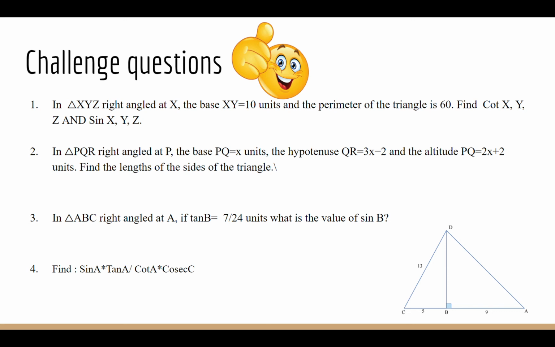Now you can use the Pythagoras theorem and substitute XZ or YZ with the values which I just gave you, which are 50 minus YZ and 50 minus XZ. You can even find this by working it out on your own.